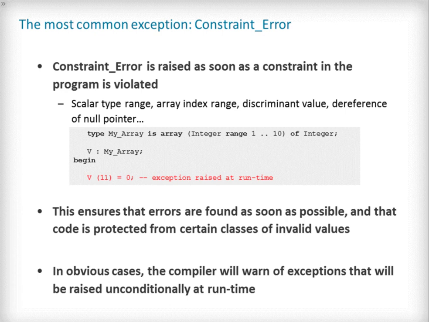In this example code snippet, we see a situation that will lead to a constraint error exception being raised at runtime. The issue is that the value 11 is not within the range specified as acceptable for the array index of the myArray type. It's a pretty obvious error in the source code, and a good Ada compiler will warn the developer during compilation that the exception will unconditionally occur. If the developer ignores the warning, the exception will be raised as soon as a line of code is executed, therefore protecting the remaining program flow from unspecified behavior.